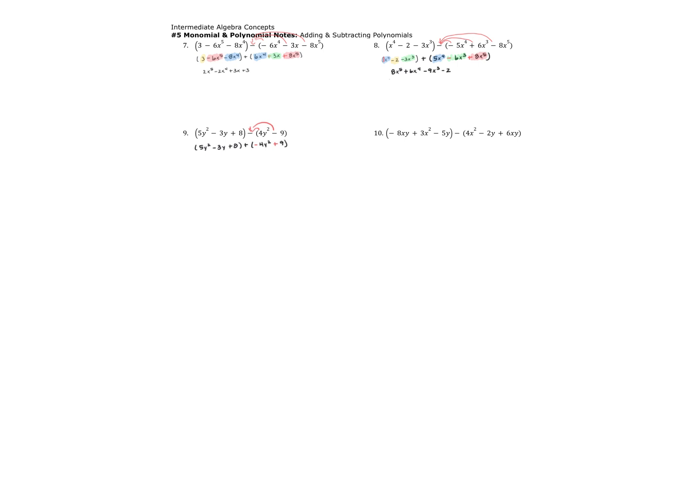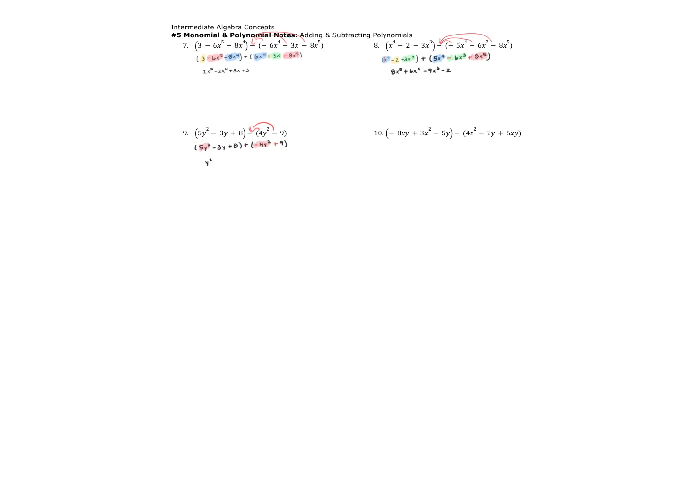Okay, now I'm just going to combine my like terms. So I have 5y squared minus 4y squared. That's going to give me 1y squared, and I could just write 1y squared, or I could write just y squared. I'm just going to write y squared for this one.